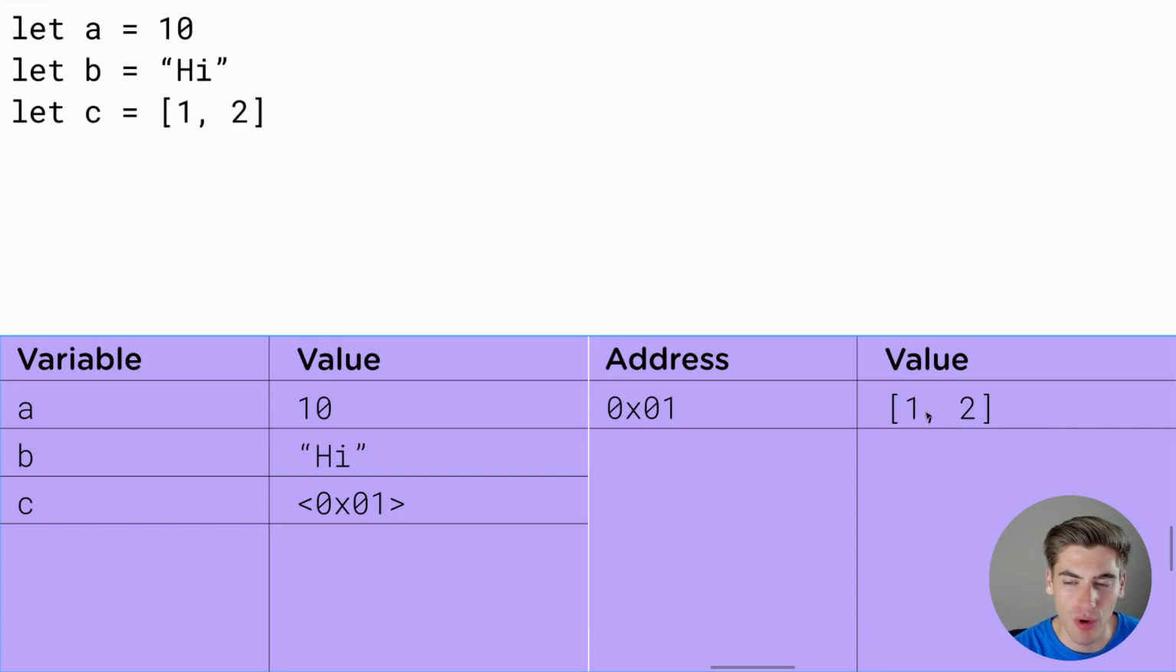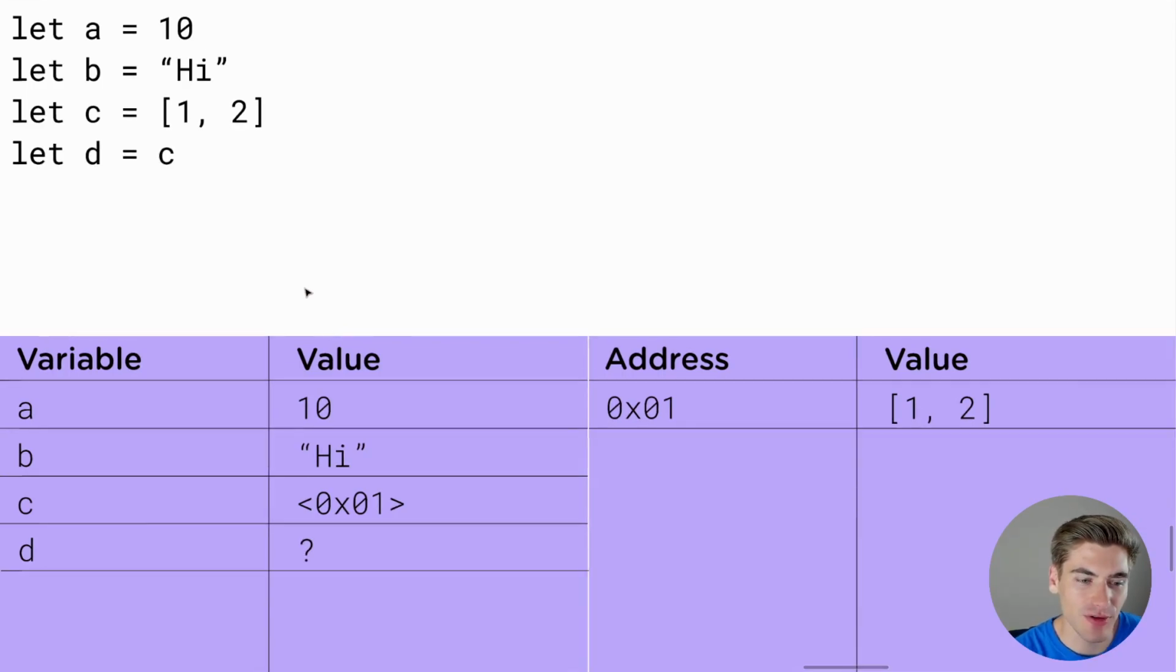You have the value of 1, 2. This would be like the people staying in that hotel room. So in our case, we have this value at this memory location, and c is set to that specific value. Now let's go a step further. Let's take d and set it equal to c.